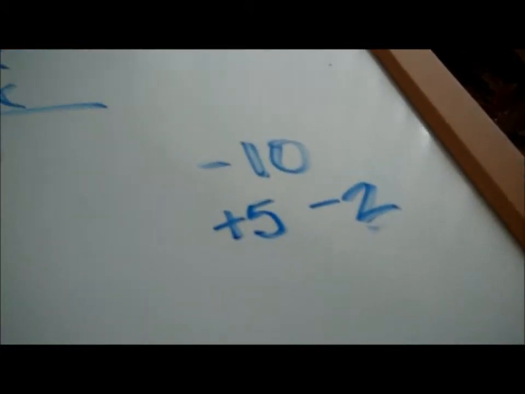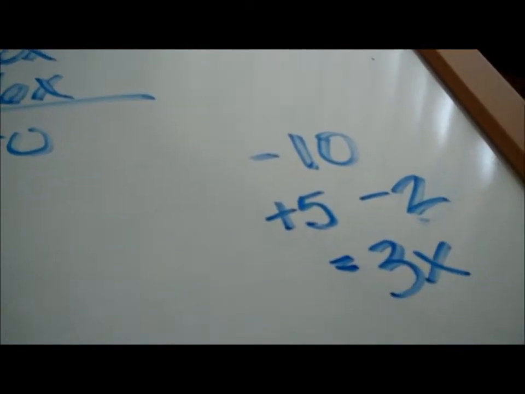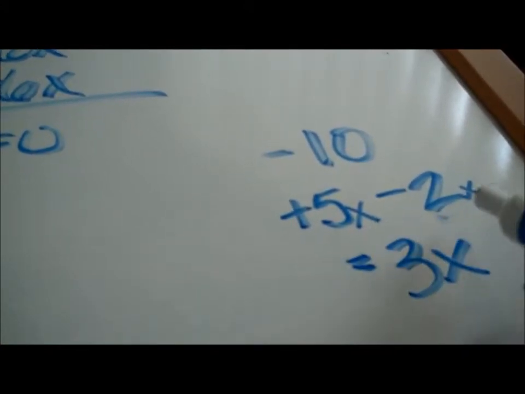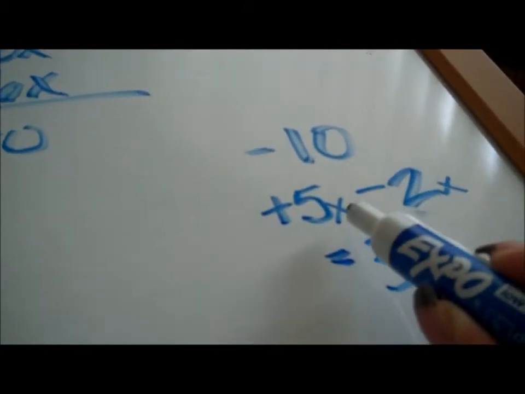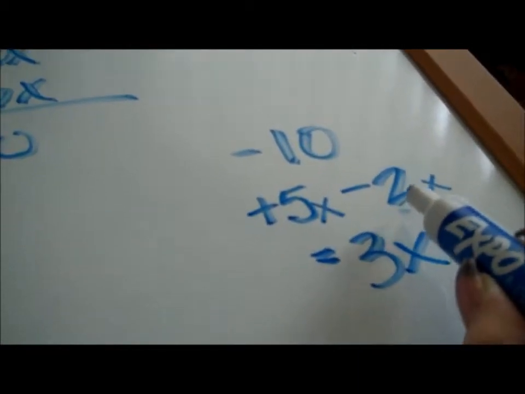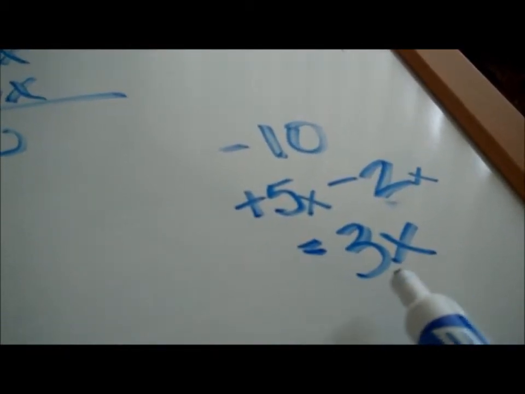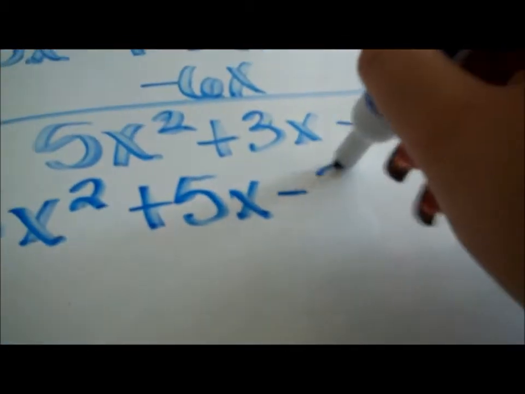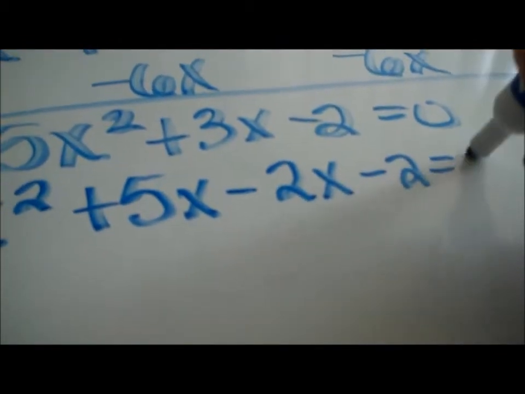So if I have a +5 and a -2, I will get that +3x that I need. So what I am going to do is take this +5 and this -2, put x's on them, because what we're going to do is take this +5x and this -2x and substitute it into our equation where the 3x was here. So I'm going to rewrite this: 5x squared plus 5x minus 2x minus 2 equals 0.